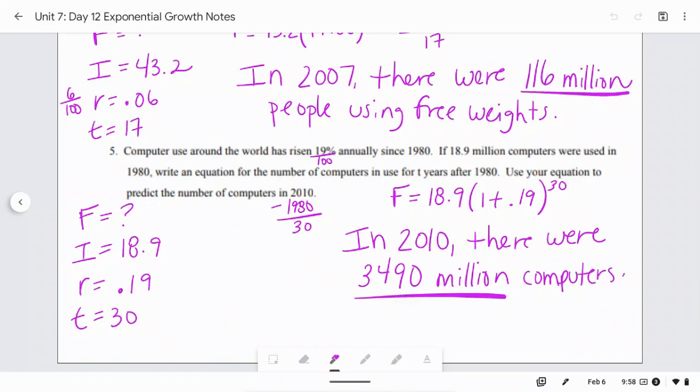So hopefully this is a fairly easy concept for you. You just have to know where to put each of your values. Feel free to reach out to your teacher if you have any additional questions about exponential growth.